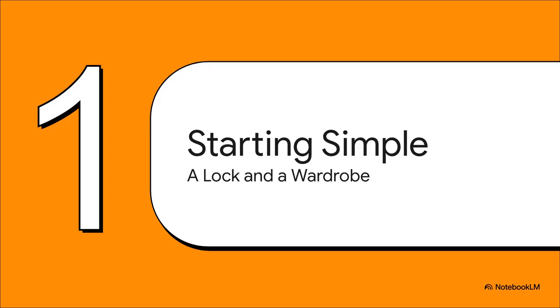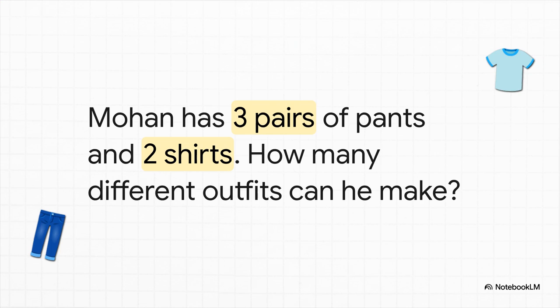So, to figure out a big problem like that suitcase lock, we need to build up our mental tools. And the best way to do that is to start with something way simpler. So forget the lock for a second. Let's think about your wardrobe. Here's our simple little puzzle. Let's say Mohan has 3 pairs of pants and 2 shirts. It's not a huge wardrobe, but how many different unique outfits can he actually create from just those items?